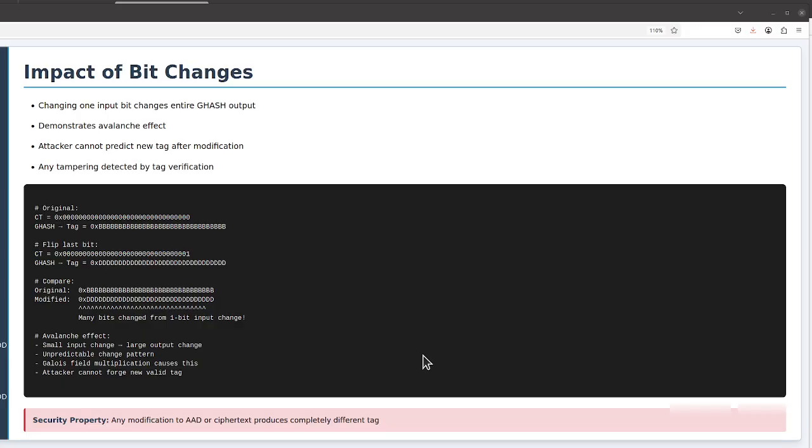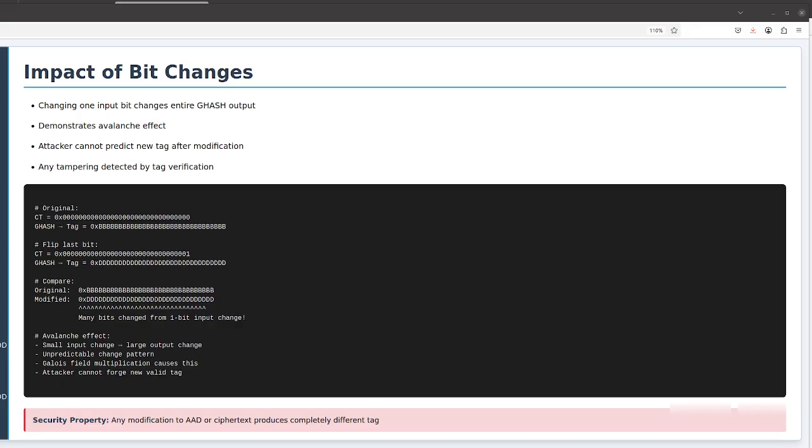Now flip one bit in the ciphertext. Change C to 0x00...01. This flips the last bit. To recompute, Y1 equals 0 XOR 0x00...01 times H. This then equals 0x00...01 times H. This Galois multiplication yields a completely different result, for example 0x33...33.